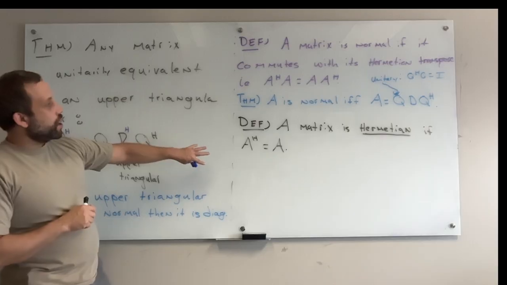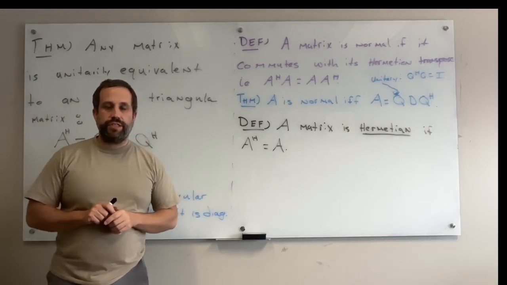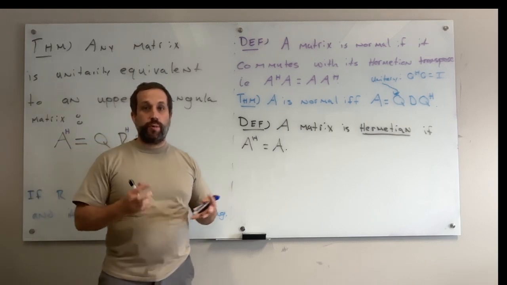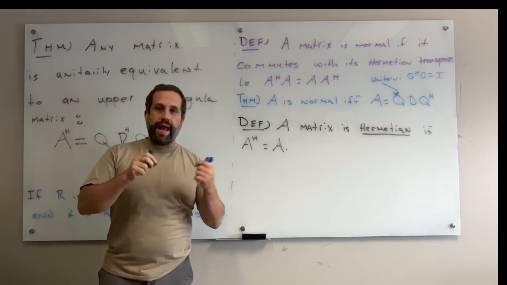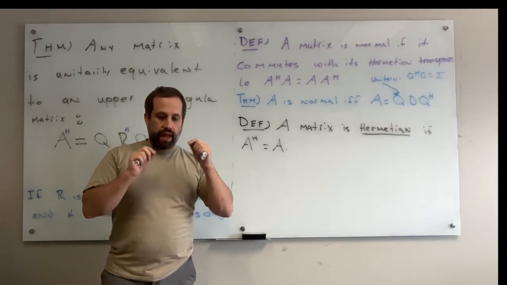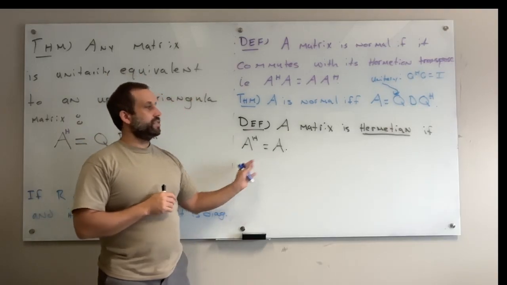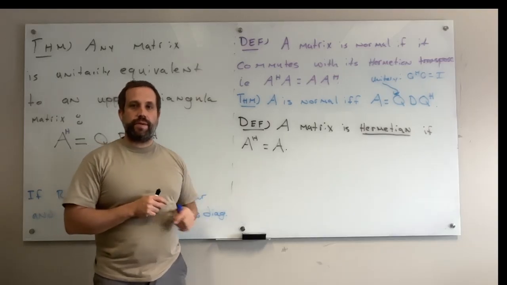Okay, but again, a matrix is Hermitian if it's equal to its own Hermitian transpose. So that's a lot easier to check. We can just look at it and check. And as we will see in this class, a lot of the matrices that come up in applications turn out to have this symmetry property. They turn out to be Hermitian.